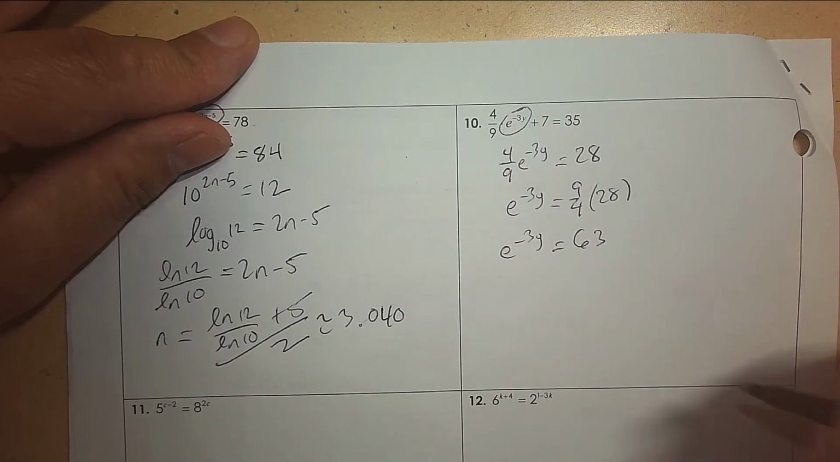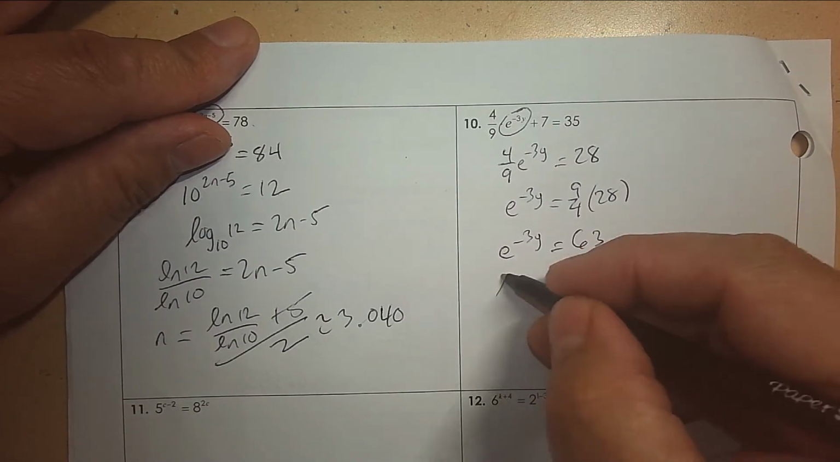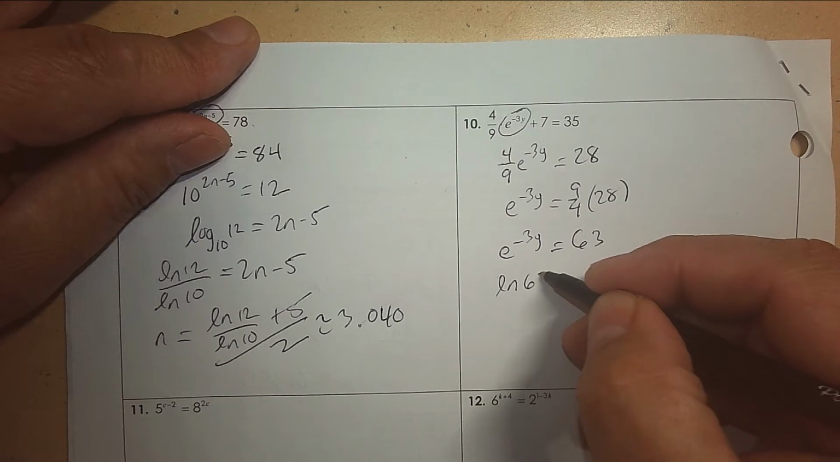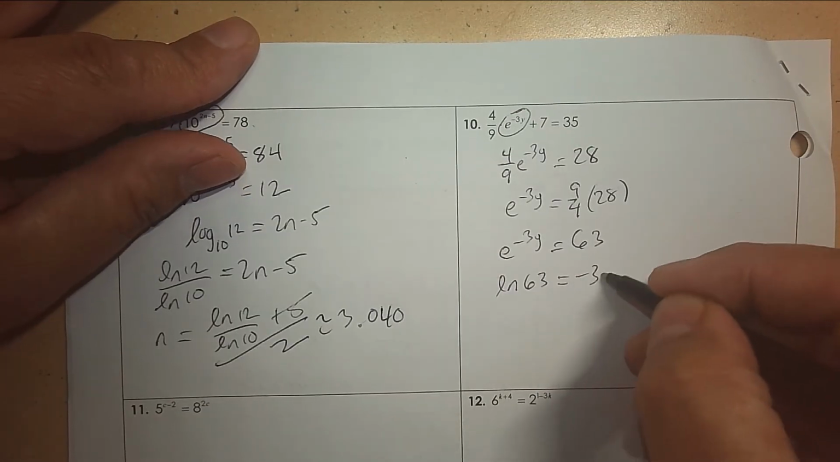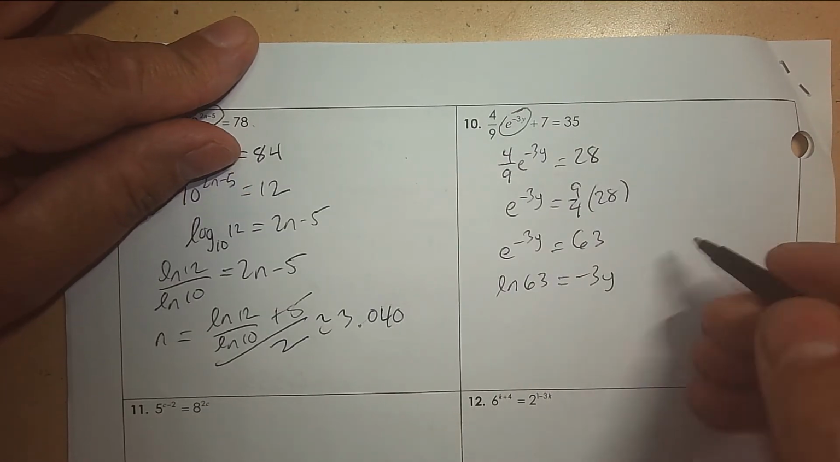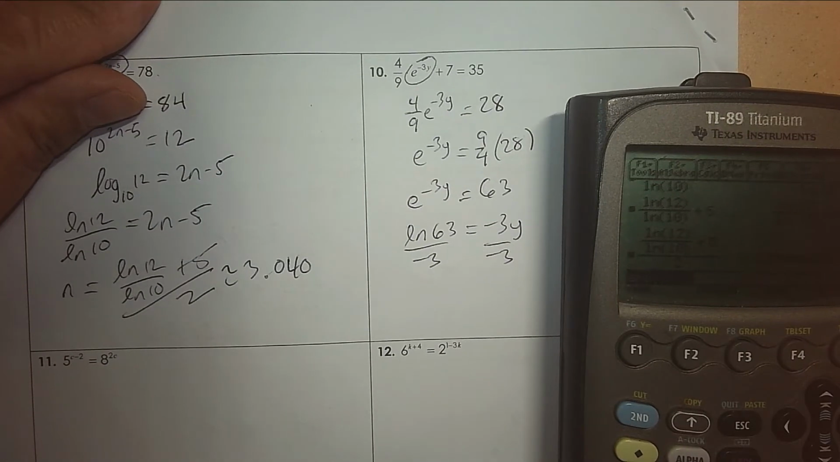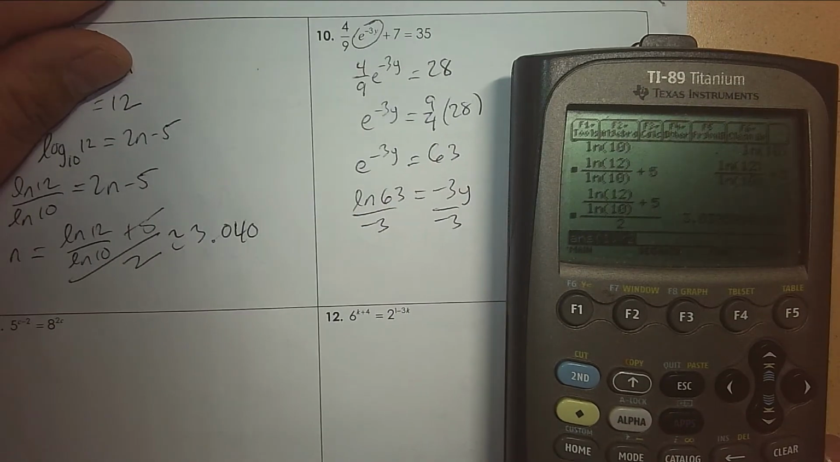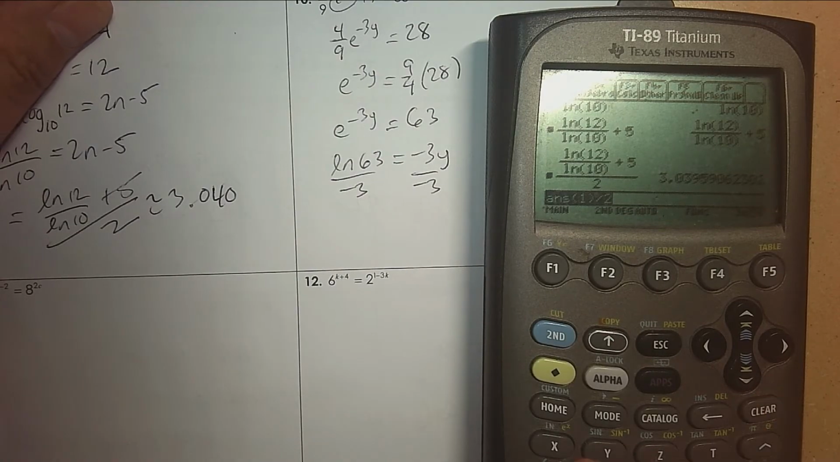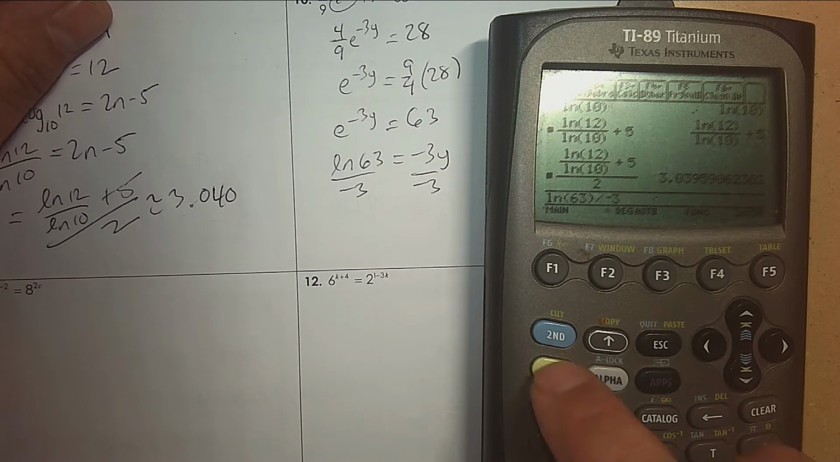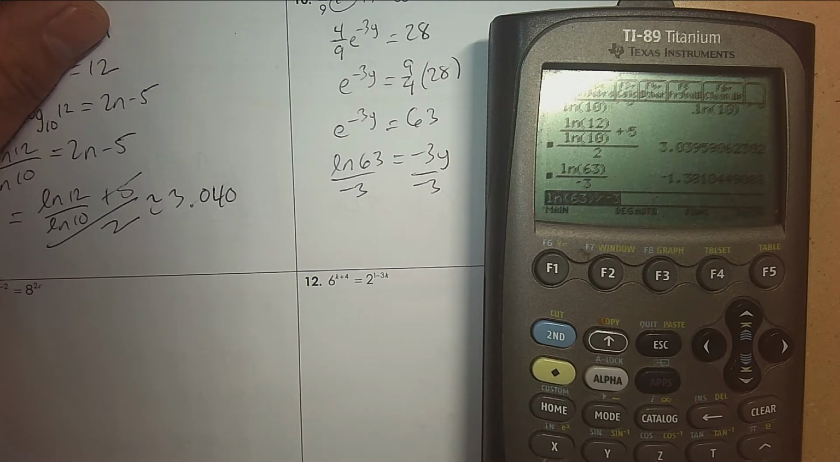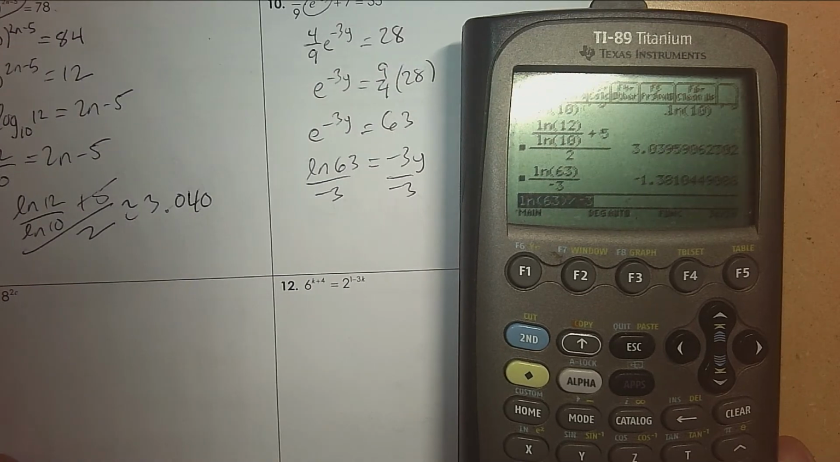Right, this is a logarithm. The base e is ln, and inside is 63, and that's equal to negative 3. To get y by itself, divide by negative 3, and that's what you're going to put in your calculator. So ln 63 divided by negative 3. Diamond enter. So negative 1.38.